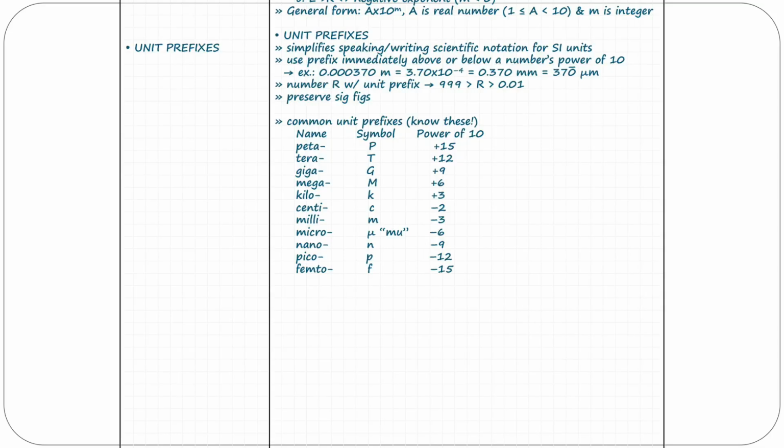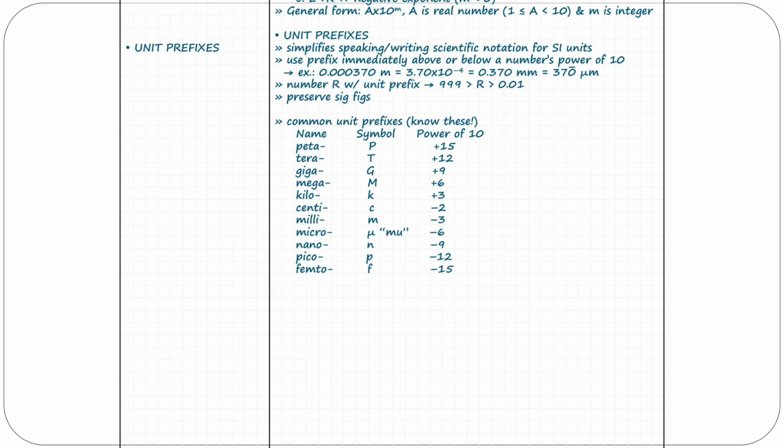Unit prefixes are a way to simplify the speaking or writing of very large or very small numbers. Even when we use scientific notation to write those numbers more compactly, scientific notation still doesn't exactly roll off the tongue, and so we can use unit prefixes to simplify the way that we write or say those numbers. You need to know your unit prefixes.